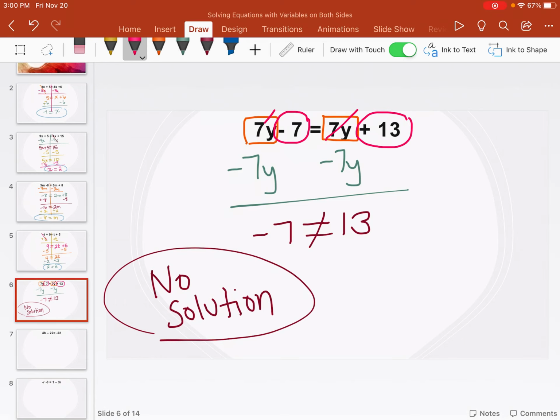So when these cancel out, it leaves me with these two different constants left over, and that's why this turns into a no solution. And think about it, if I start off with a number, subtract 7 from it, and then if I start off with that same number and add 13 to it, there's no way that those could be the same answer at the end. There's no number that I could subtract from and add to and it end up being exactly the same. So this is a no solution problem.